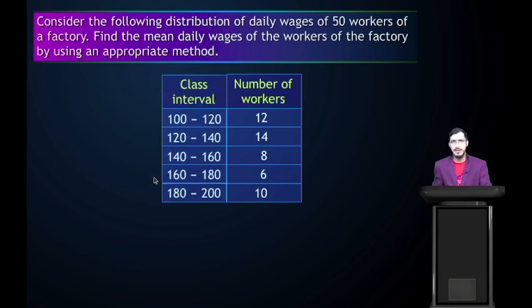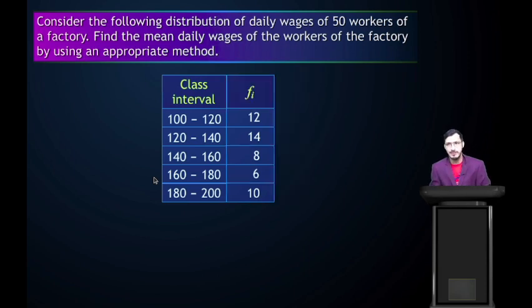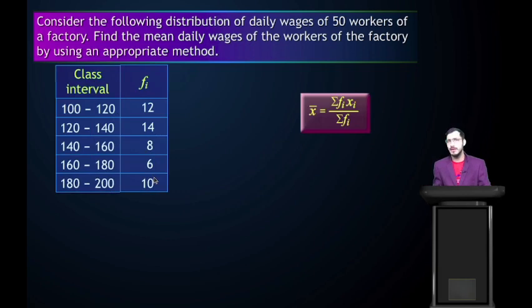The daily wages are the class intervals, that is ci here. The class intervals are 100 to 120, 120 to 140, 140 to 160, and so on, and the number of workers is the frequency. So the frequencies are 12, 14, and so on. Frequency means just the number of people, the number of workers here. So here we use the direct method: x bar is equal to sigma fi xi divided by sigma fi.